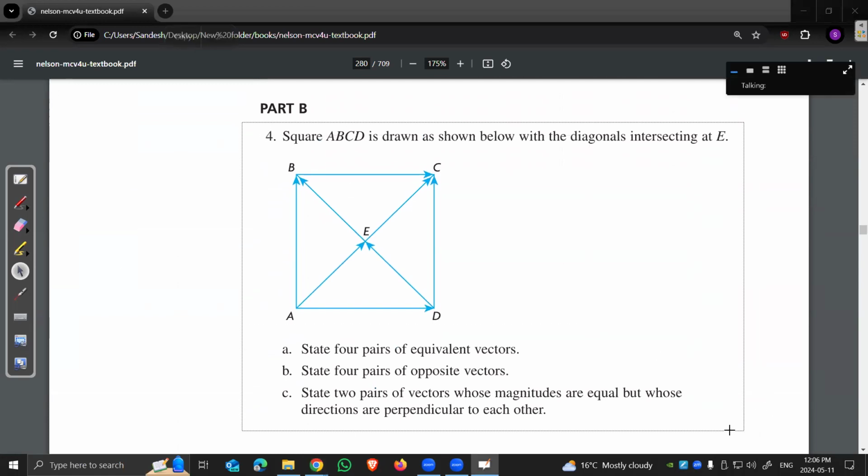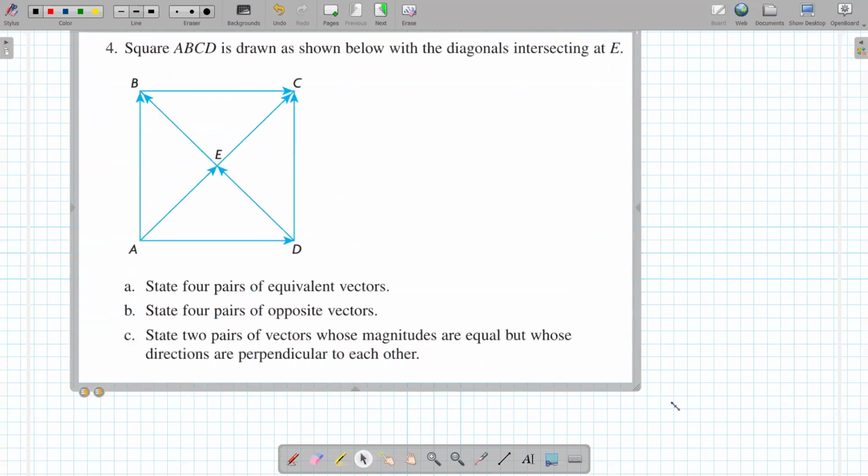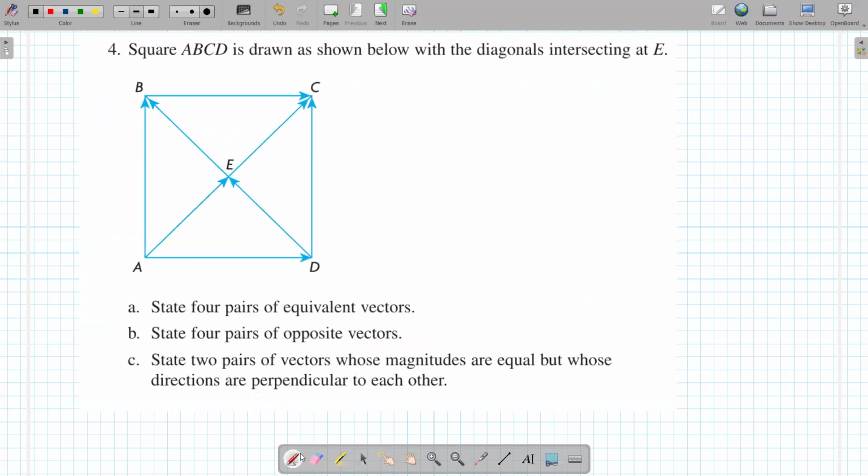It's very basic. State 4 pairs of equivalent vectors. Very simple question. BC is equal to AD. So this is equal to this. AB is equal to DC. So we did up, down, left, right, and then we can also work on the diagonals. AE is EC, and EB is DE, right? So those are the equivalent vectors.